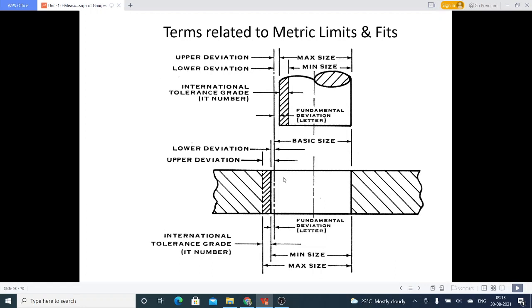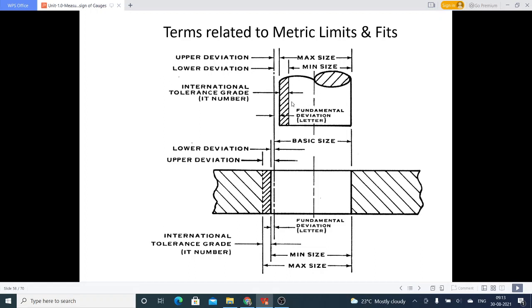Lower deviation for the hole is the minimum distance from the basic size. You can see here this is the lower limit of the hole, and this is the basic size line. So the difference between the basic size and the lower limit of the hole is called the lower deviation. Similarly, the distance between the upper limit of the hole and the basic size is called the upper deviation for the hole. This is the minimum size of the hole and this is the maximum size. Minimum size is up to the lower limit, maximum size is up to the upper limit. Similarly for the shaft, the maximum size of the shaft is up to the upper limit, the minimum size of the shaft is up to the lower limit.